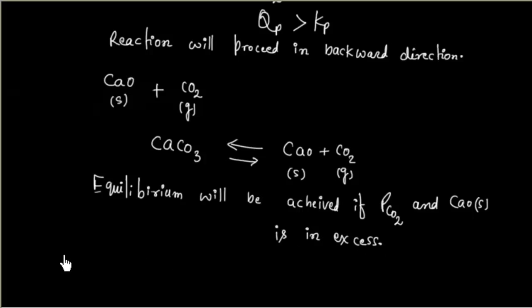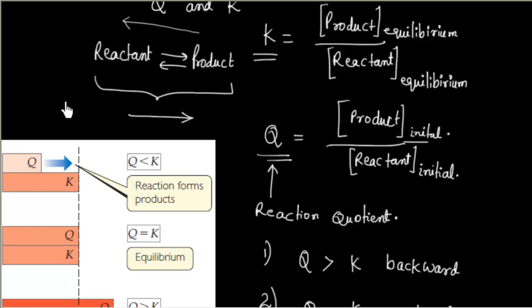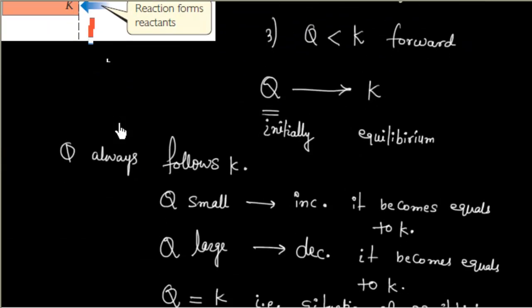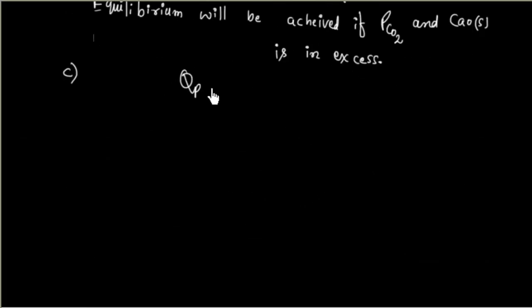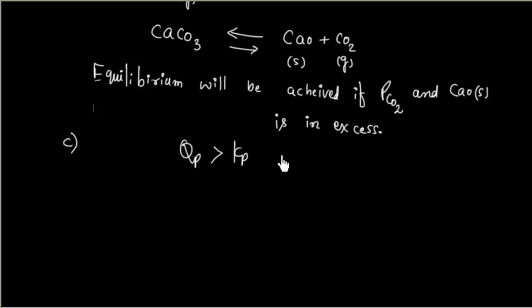Now we have part C, and this time the question says the same thing. We have CaCO3 and CO2 and the partial pressure of CO2 is greater than Kp. That is the same situation. Qp is greater than Kp. So if Qp is greater than Kp, we have already said the reaction will proceed in the backward direction.